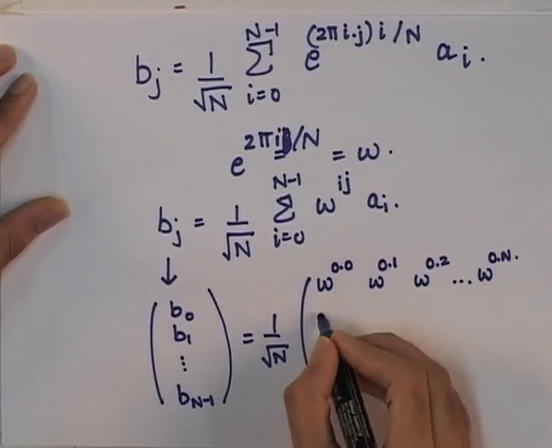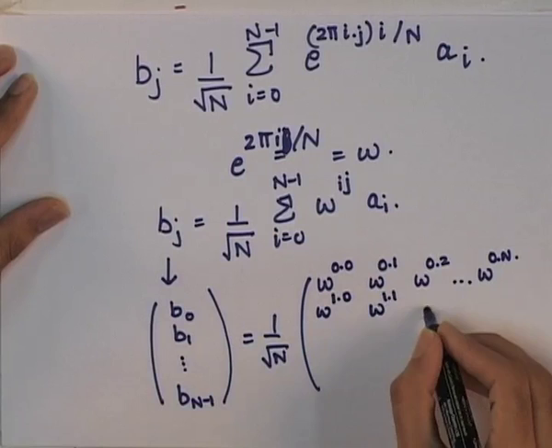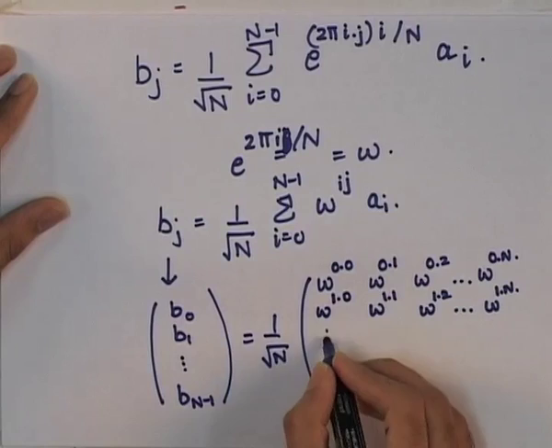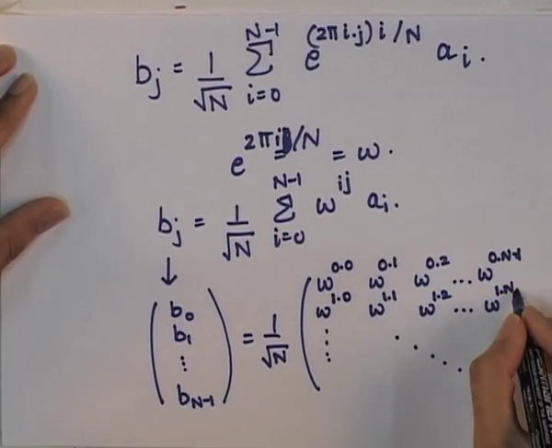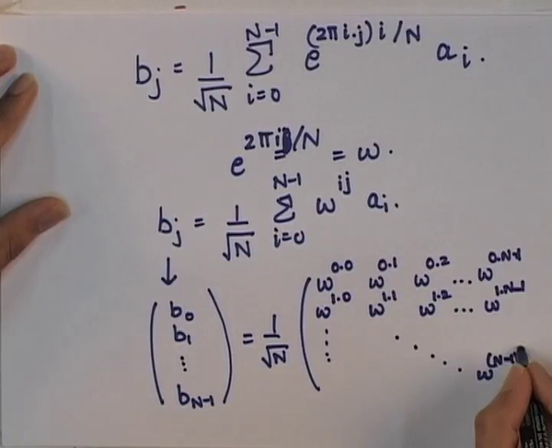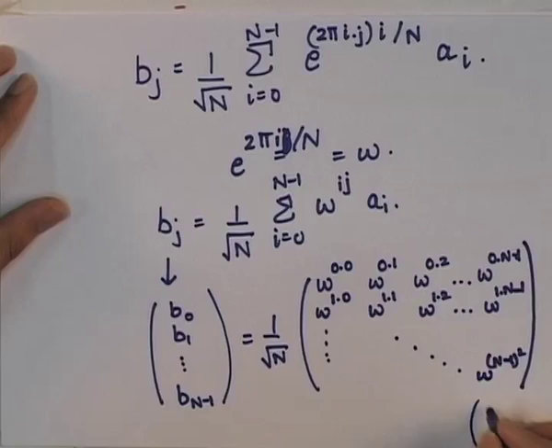The second row would be omega raised to 1 into 0, omega raised to 1 into 1, omega raised to 1 into 2, till omega raised to 1 into N, and so on. And the last element, sorry, this should be N minus 1, N minus 1, would be omega raised to N minus 1 whole square. So this matrix, you multiply it by the column vector a0, a1 till a_N minus 1. So this is how we calculate a discrete Fourier transform.